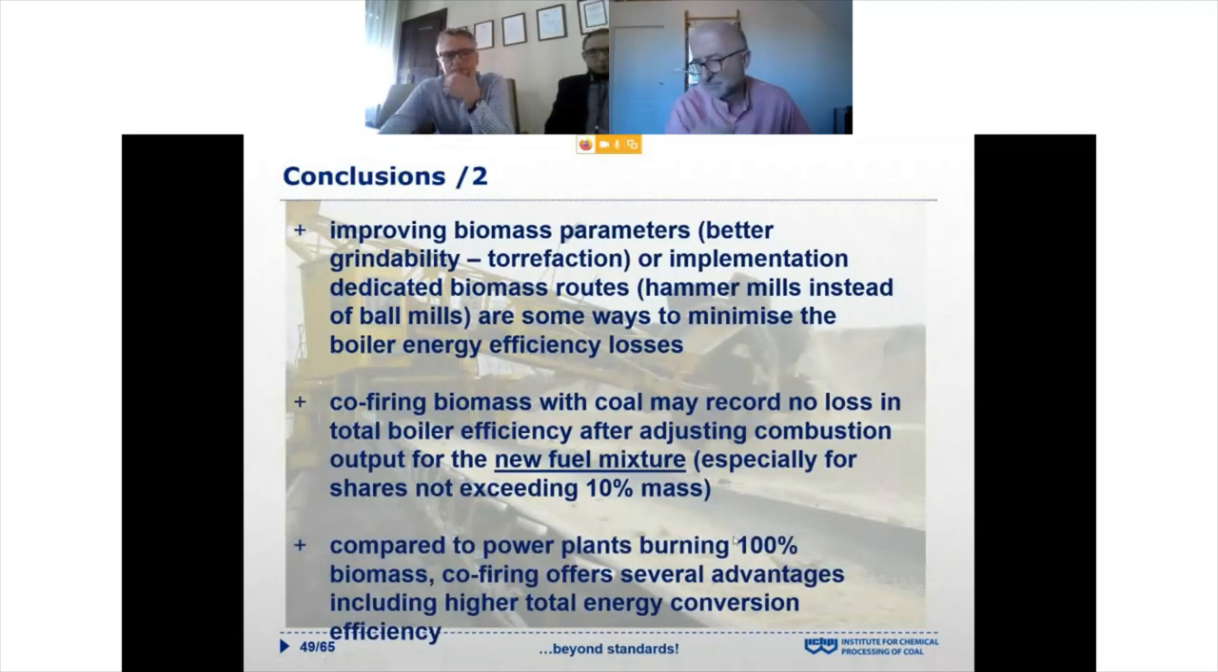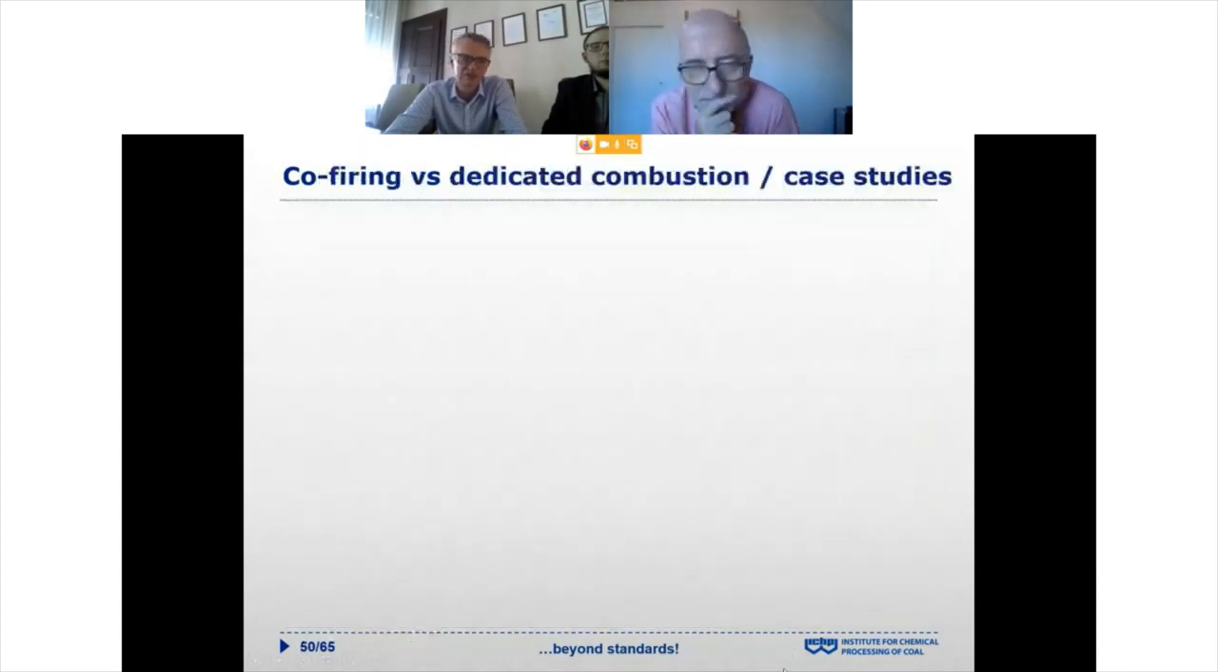Yes, and also when you compare biomass co-firing to power plants which are burning 100% biomass, sometimes you can ask the question: is it better to co-fire the biomass, or is it better to combust only biomass? Where is the total energy conversion efficiency higher, where is it more effective in terms of electricity generation, for co-firing or for 100% combustion? Which route is better, which gives the better efficiency?